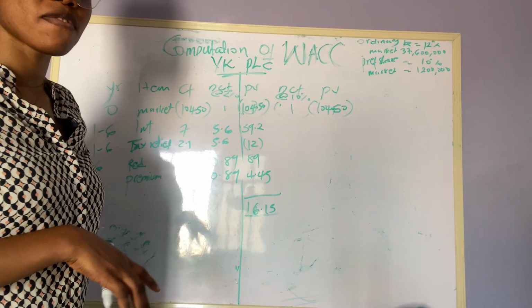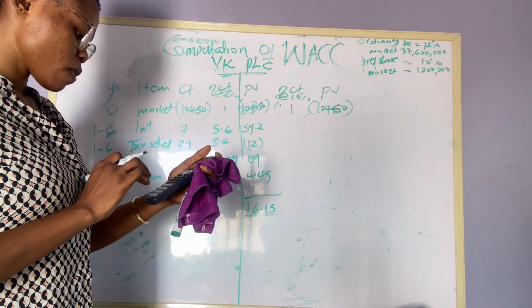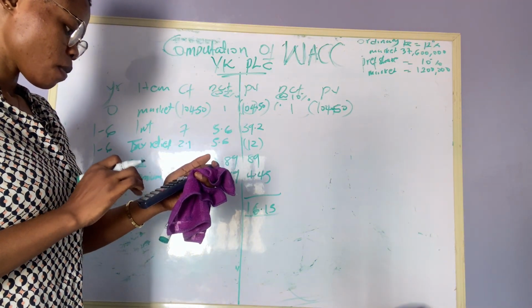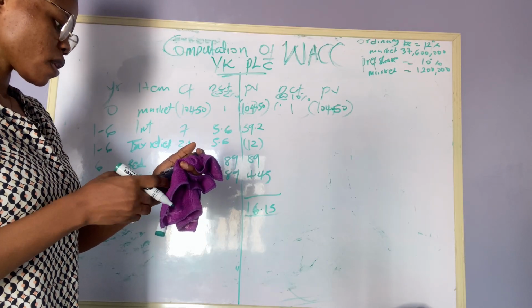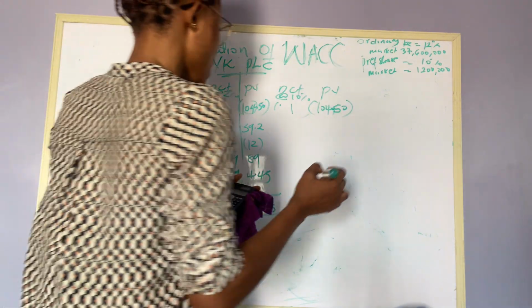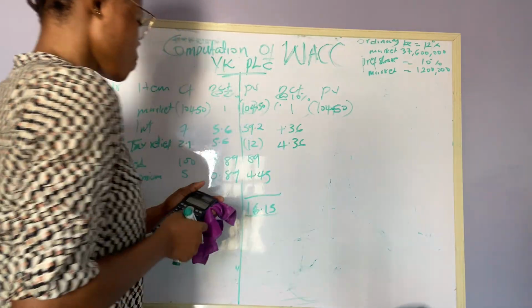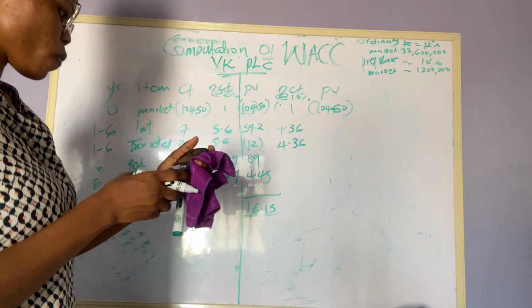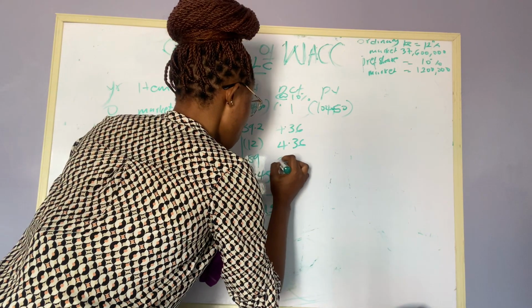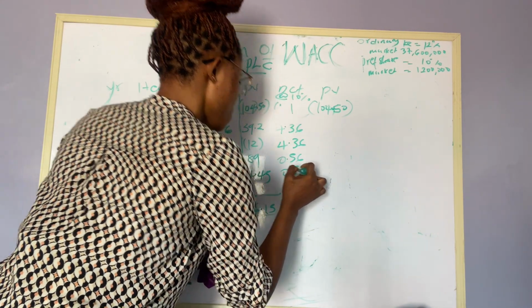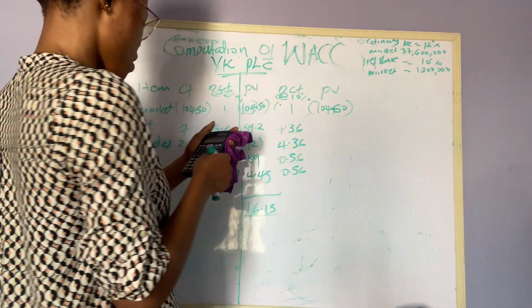The next one, we use the annuity factor at 10% so that it will give us a negative value. So we say 1 minus (1 plus 0.1) raised to power minus 6, divided by 0.1. We have 4.36. Then (1 plus 0.1) raised to power minus 6 gives 0.56, because this is year 6. So now we also multiply.